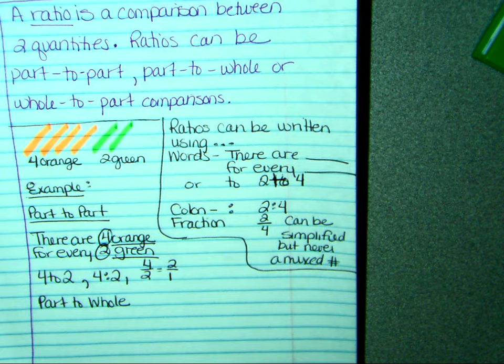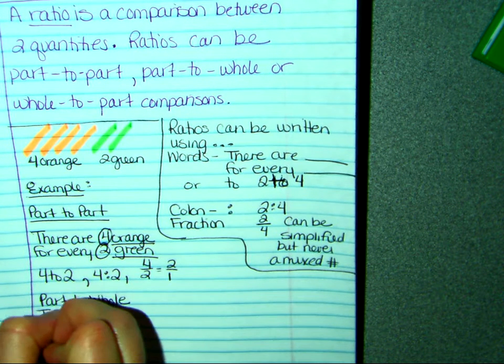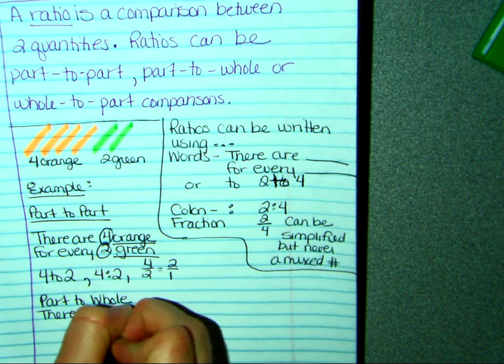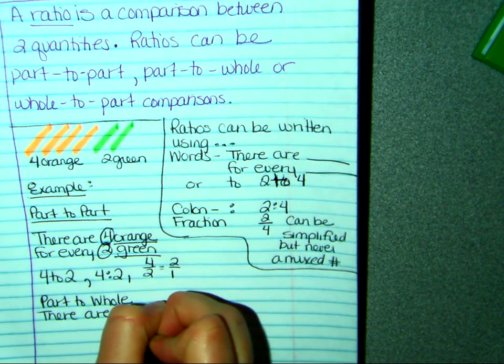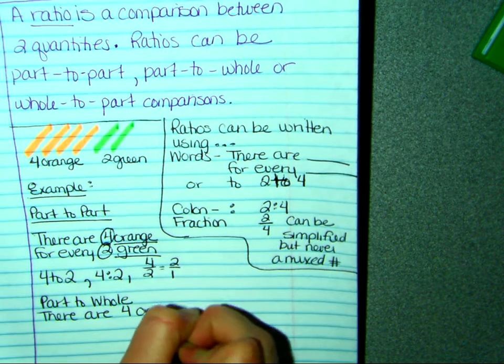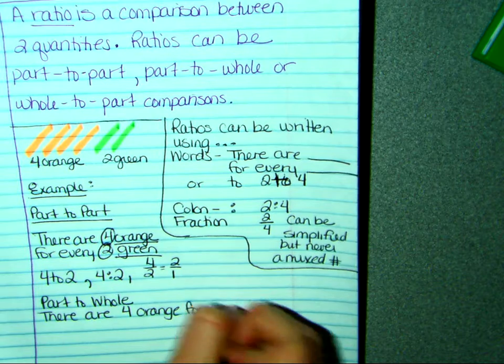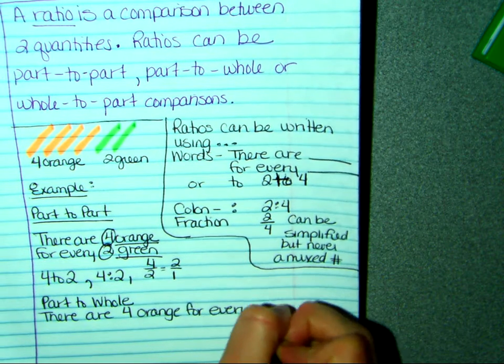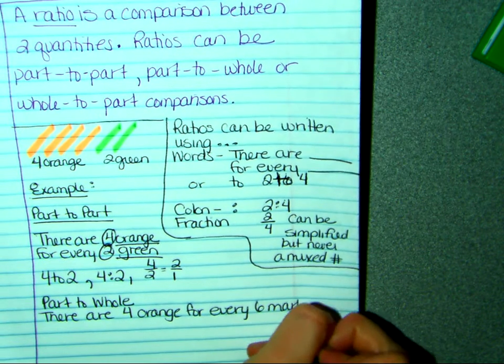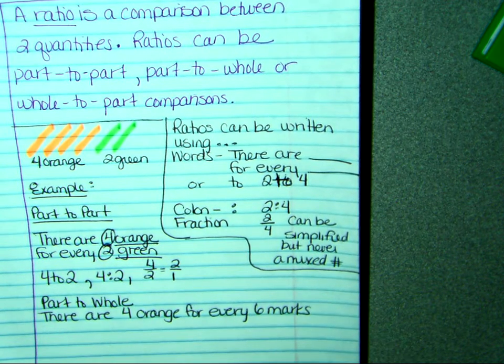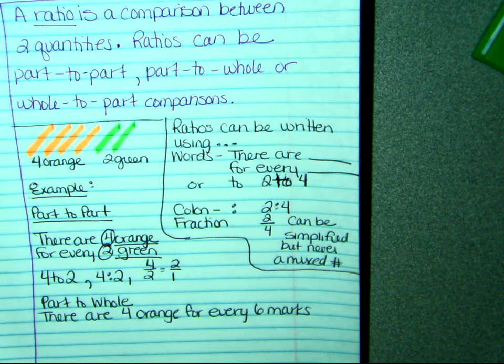Xander. 4 to 6. So there are 4, use the frame please, okay? There's 4 orange to 6 marks. Correct. So there are 4 orange, that's one part, for every 6 marks. Could we have done there are 2 green for every 6 marks? Yes. Yeah, that would work too.